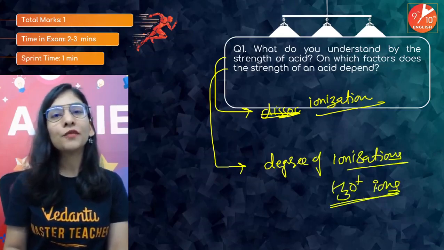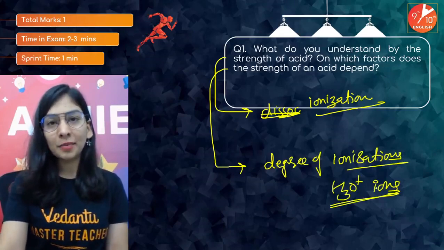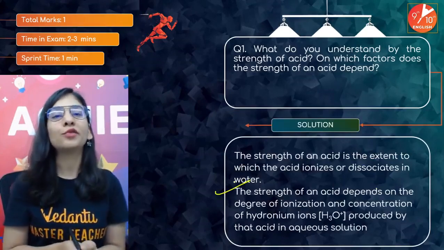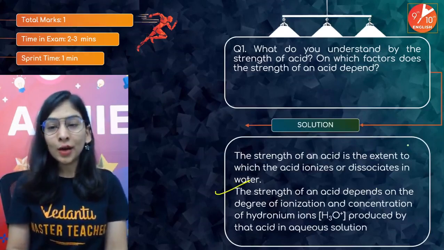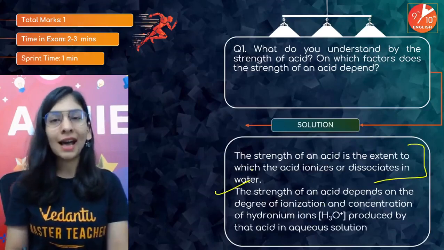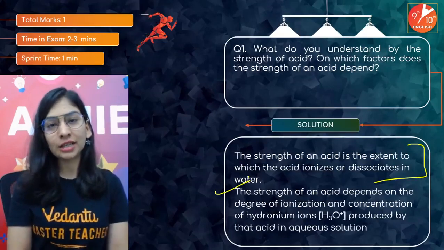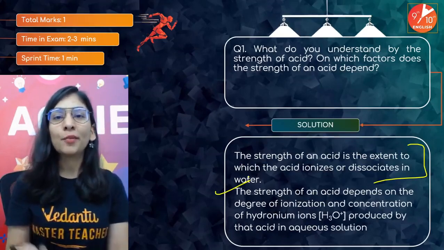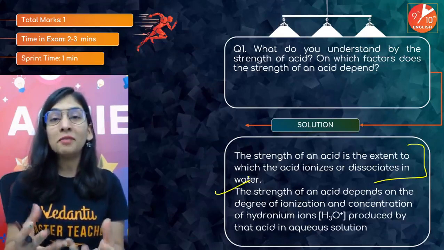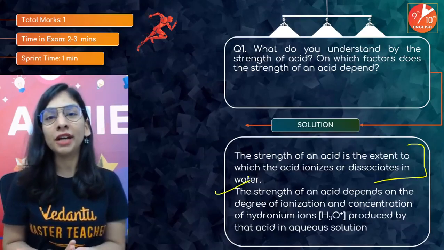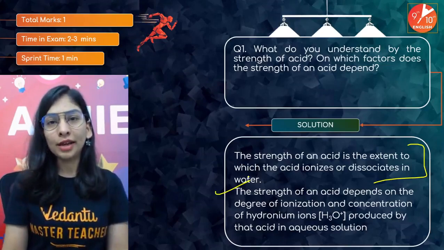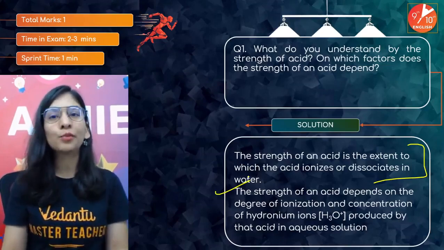And apart from that, on which factor does the strength of an acid depend? Tell me. I told you already, the number of hydronium ions that are going to be produced. So what could be the strength of acid? The extent to which my acid will ionize or dissociate in water, and that totally depends upon its degree of dissociation or ionization, how much it's ionizing and making the H ions, my hydronium ions, free, and definitely the total H ions, hydronium ions I'm going to get. So the concentration of hydronium ions I'm going to receive.